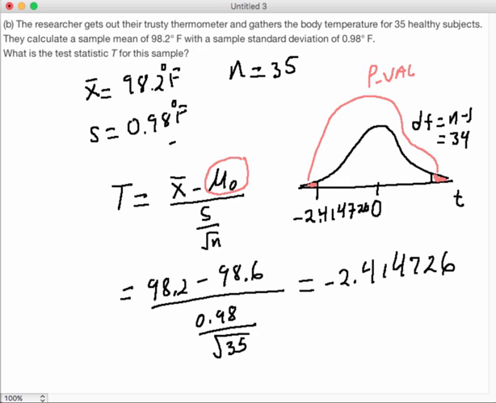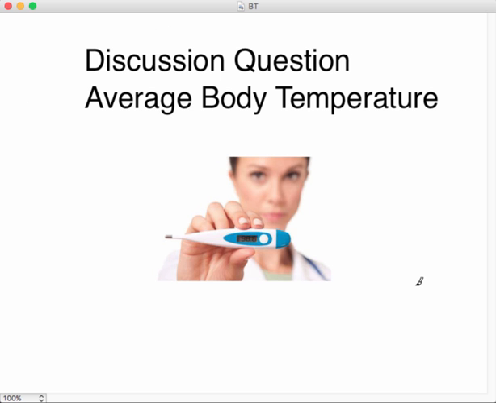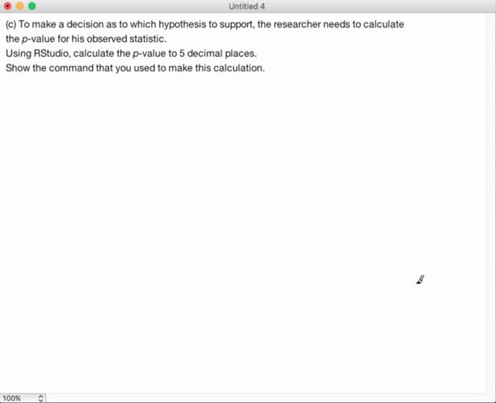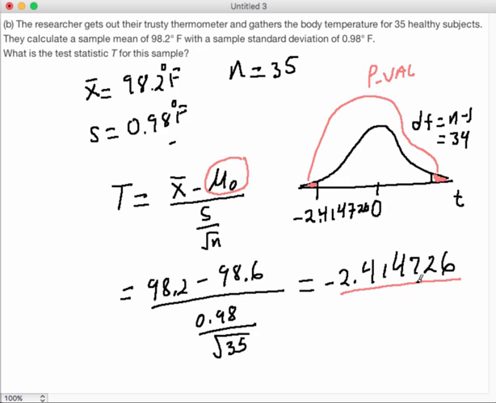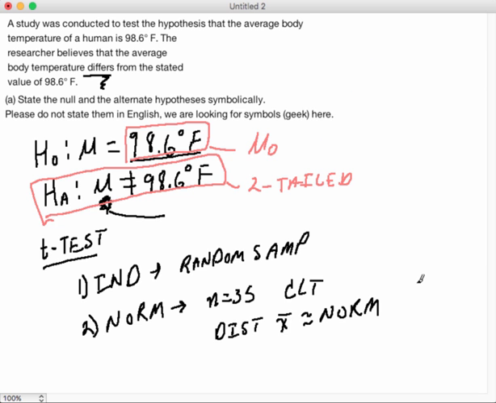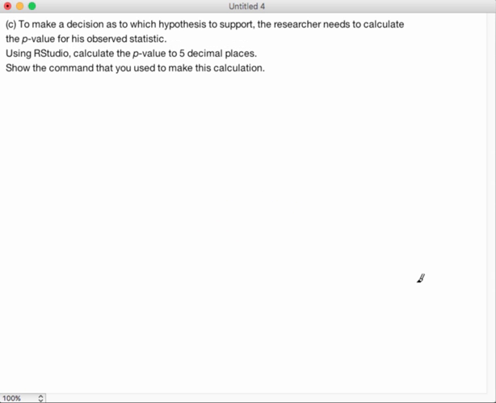All right, so let's see, where were we? All right, so we finished up that part. We now know what our t-test statistic is. Let's go take a look, see A, B, C. There we go, part C here. It says make a decision as to which hypothesis to support. Oh, wait a minute. Did I skip a part here? Let me come back here. Sorry about that, guys. Let's see, A, B, the test statistic, and oh, I'm sorry, I just misread it. Let me read it again here. It says to make a decision, we need to know what the p-value is. So it says calculate the p-value to 5 decimal points.